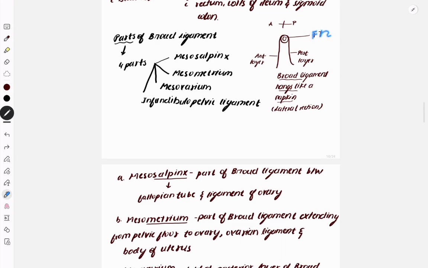So if this is the fallopian tube, this is usually a lateral section. So if we take a lateral section and this is the anterior and posterior direction, and if this is the fallopian tube, so the broad ligament hangs in the form of a napkin over the fallopian tube. So broad ligament hangs just like a napkin over the fallopian tube, and therefore because it is hanging like a napkin on the fallopian tube, this has an anterior layer as well as a posterior layer. So the one which is extending in front of the fallopian tube will be the anterior layer, and the one which is extending behind the fallopian tube will be the posterior layer, and this will be related laterally to the body of uterus, and this will be related anteriorly and posteriorly to the fallopian tube.